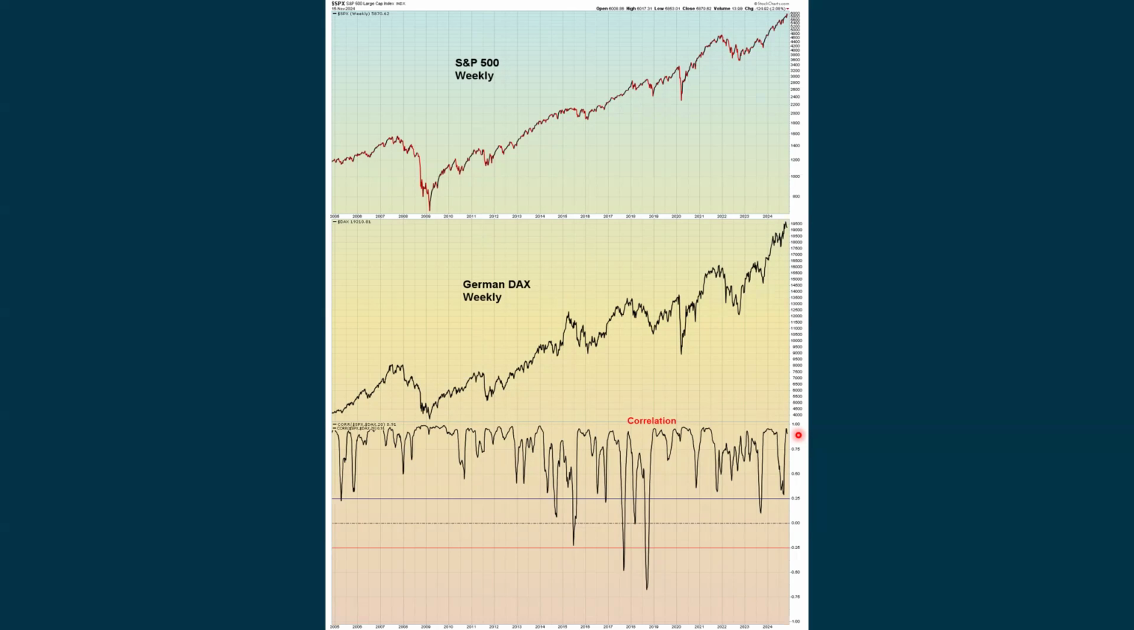There are some days when we see things really strong in Europe and other days when it's pretty weak. But right now, there's a pretty strong correlated relationship longer term on a weekly chart between what's happening in Germany, which is the biggest stock market in the EU, and the S&P 500.